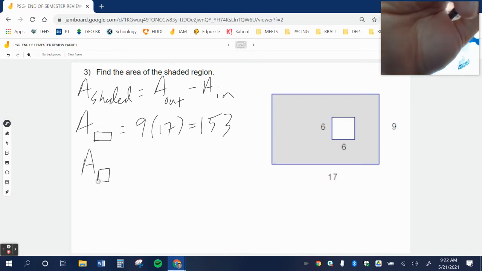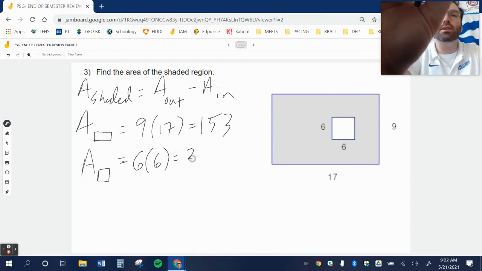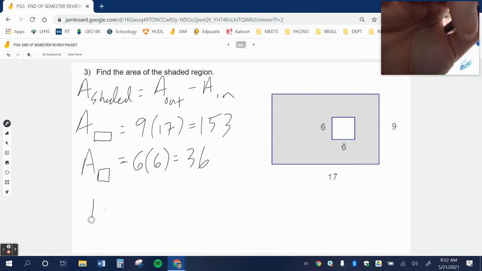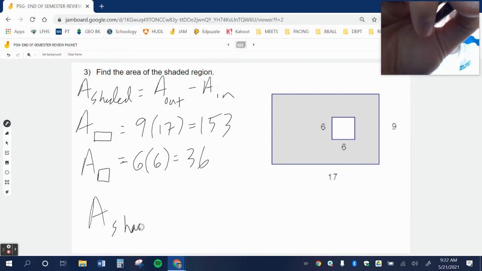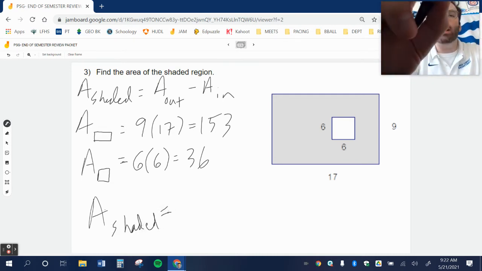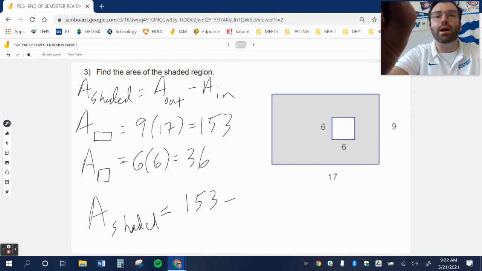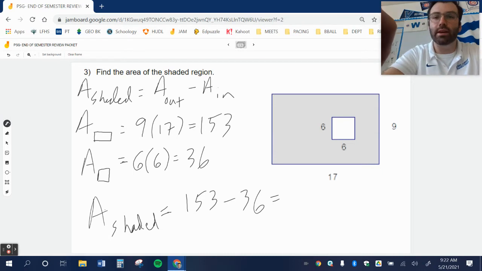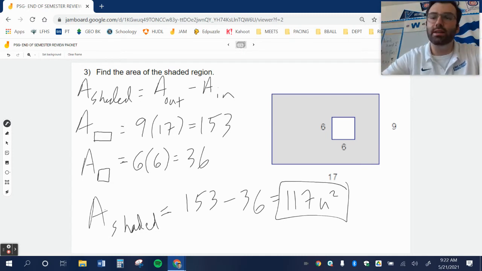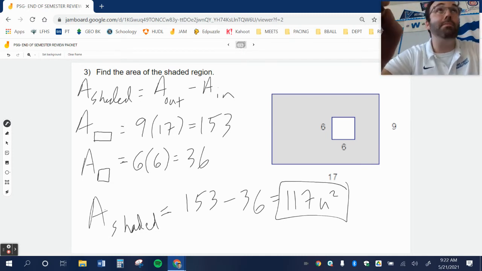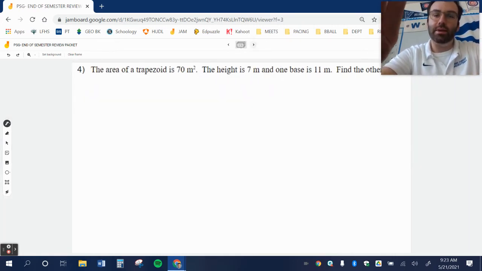The area of our square, our non-shaded portion, is base times height, or side squared, 6 times 6 to get 36. So my shaded area is going to be the outer, 153 minus 36, to get 117 units squared. Remember, anytime you find the area of a shaded region, take the bigger shape minus the smaller shape, the non-shaded portion. We're taking this piece out of the picture. And I'm going to keep going.